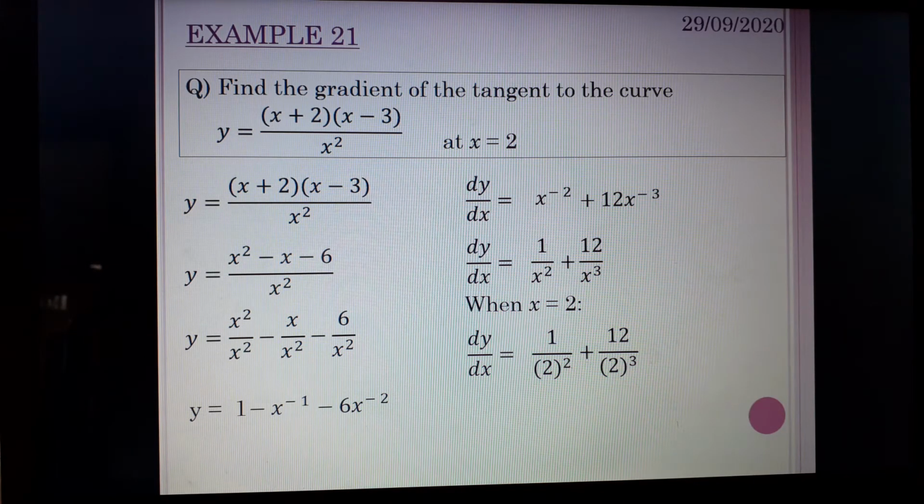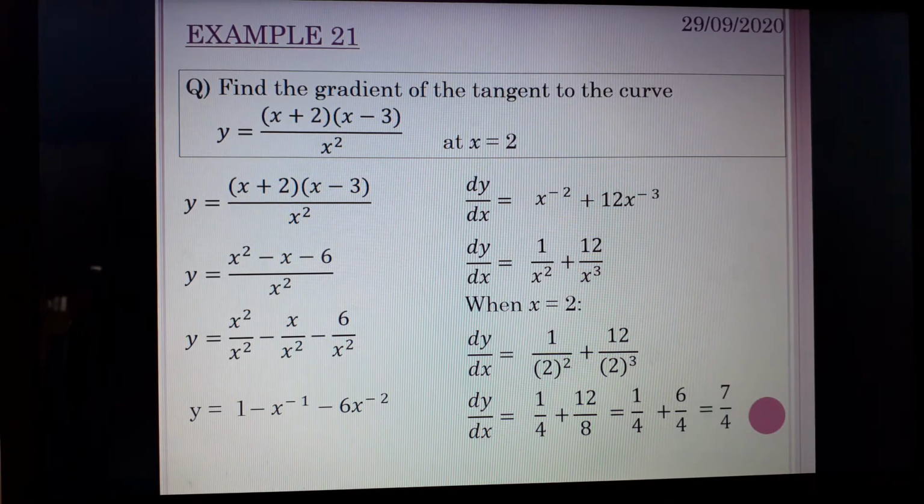Now let's just simplify this together. Okay, so that's 1/4, and this will be 12 over 8, which is 1/4, and 6 over 4, which is 7 over 4. But don't leave your answer like that.